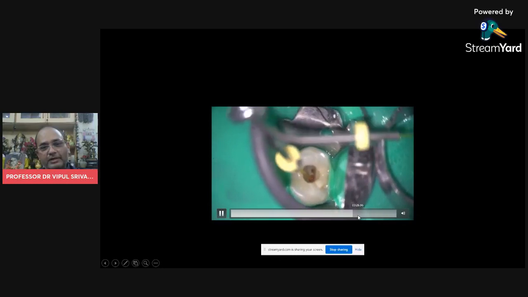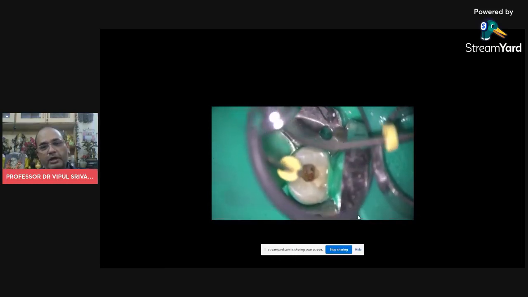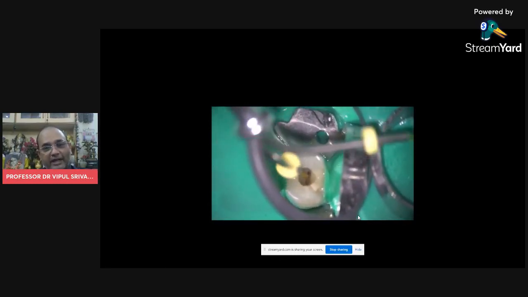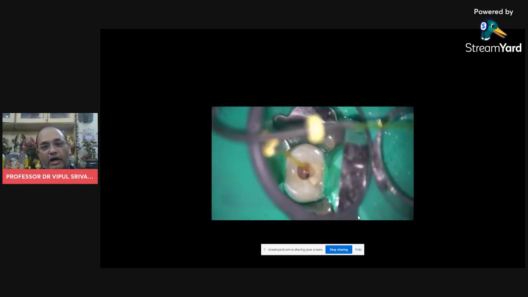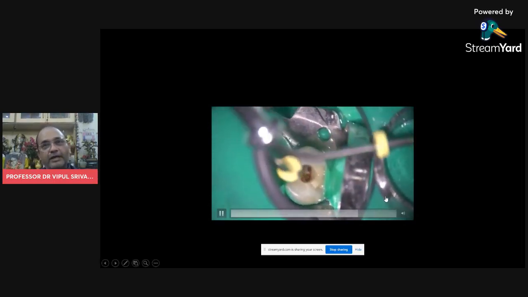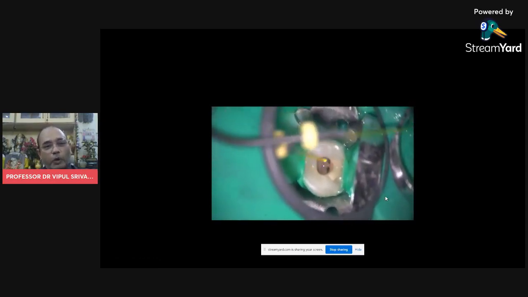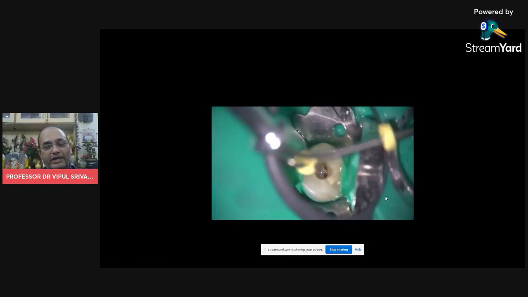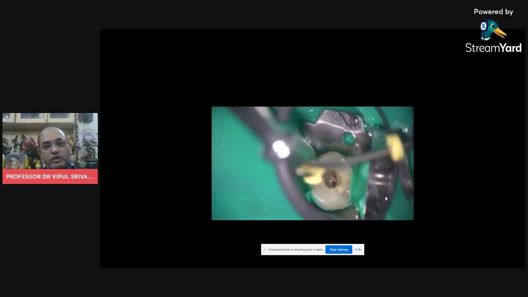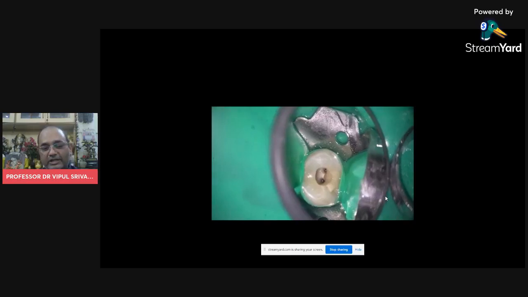we pass the laser into the canal. Since it is a wet canal, I've used hypochlorite here. The advantage of using hypochlorite is that we get synergism. It means when I'm using laser in conjunction with hypochlorite, the hypochlorite gets activated. The laser increases the temperature of the hypochlorite. So basically we are getting two effects: when I'm increasing the temperature, the hypochlorite is also getting activated.